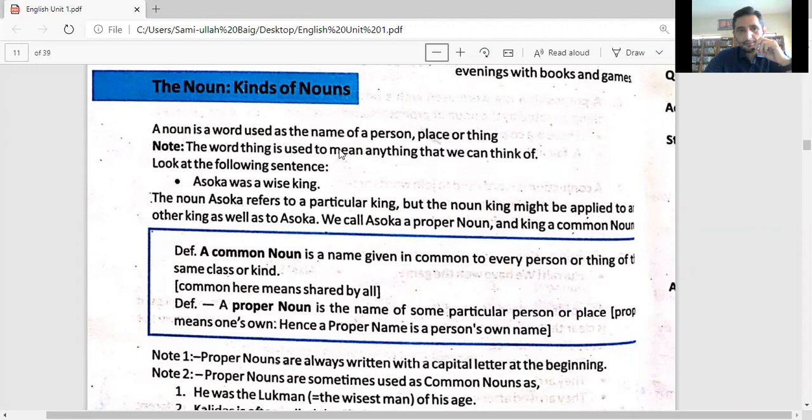So, as we had learned yesterday, a noun is a word used to name a person, place, or thing. So the word thing is used to mean anything that we can think of. Thing includes most things. So look at the following sentence. Asoka was a wise king.